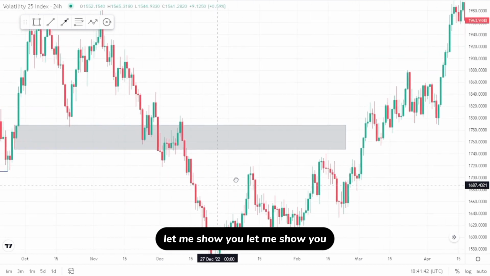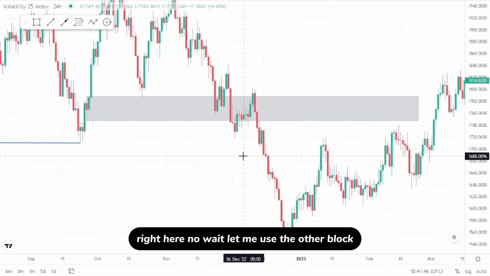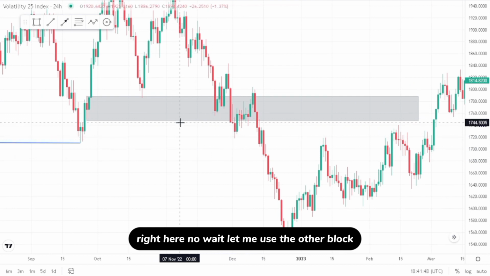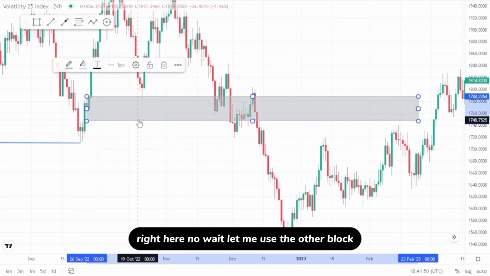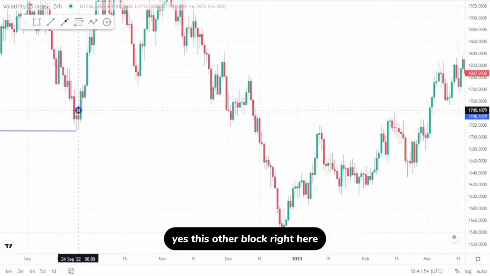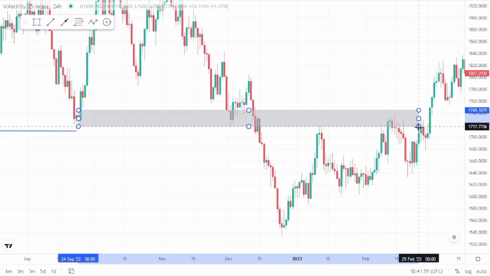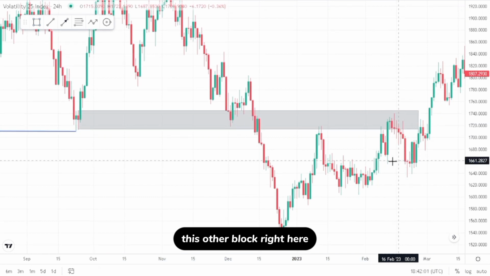Let me show you. So right here. No, wait. Let me use the other order block. This one is not the best example. Let me use this one. Yes, this order block right here.